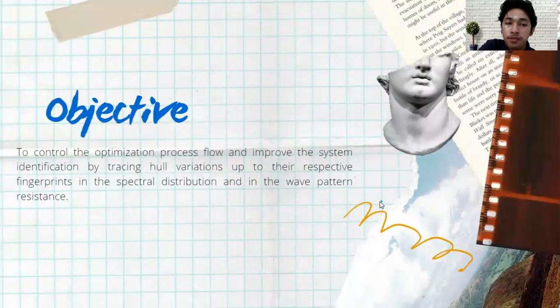Let's move on to the objective. The objective of this project is to control the optimization process flow and improve the system identification by tracing hull variations up to their respective fingerprints in the spectral distribution and in the wave pattern resistance.